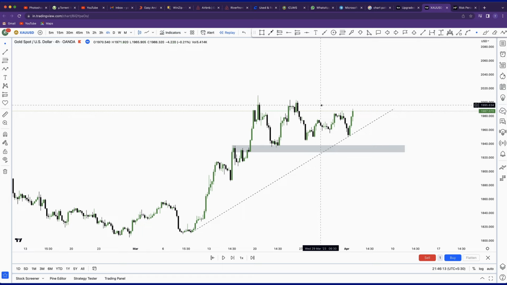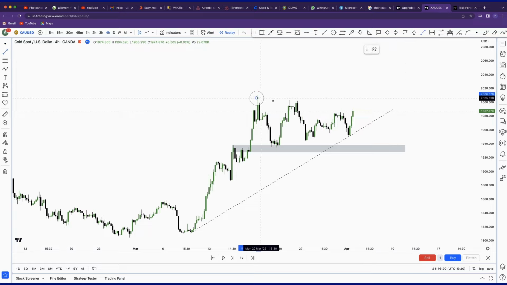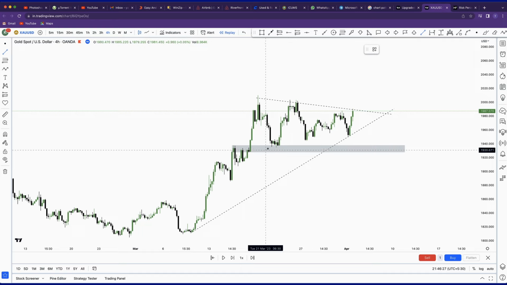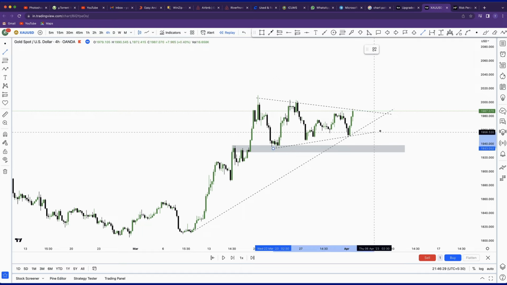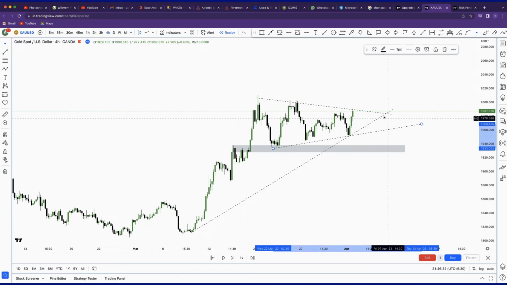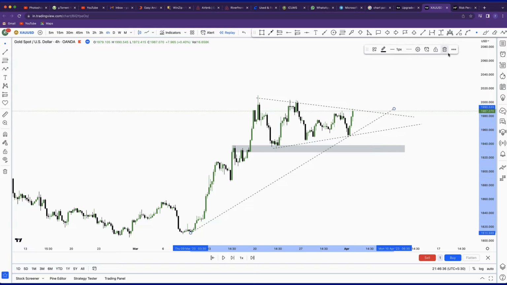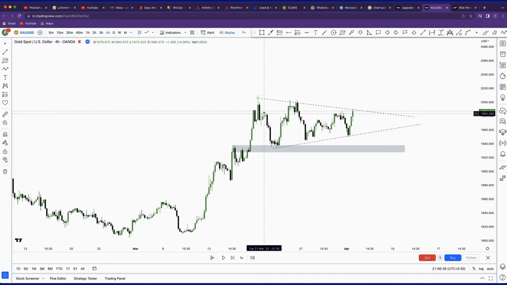Now in the continuation ascending pattern, what I did was that I drew two trend lines. So I drew the first trend line here, and then my second trend line at the bottom. Now, for a trend line to be valid, we need two touches. Then we take our entries from the third touch.